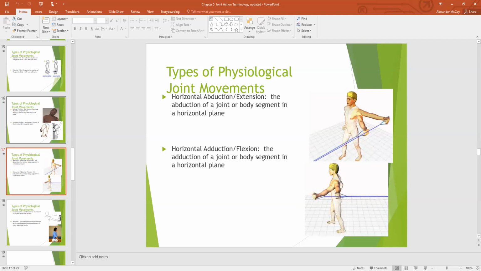Horizontal abduction and extension versus adduction and flexion. Think about those movements going straight out to the side. Those are just the typical movements, but we've taken them out to the side, just like you see in the horizon.